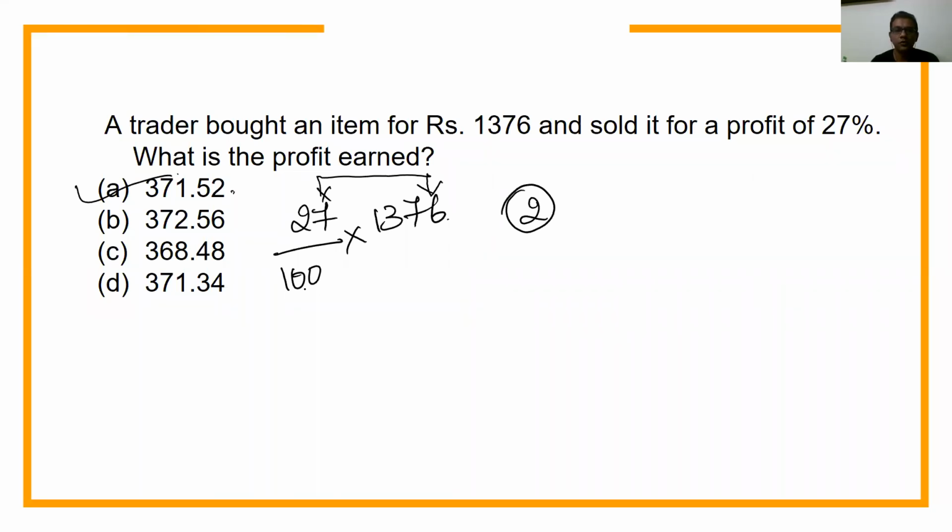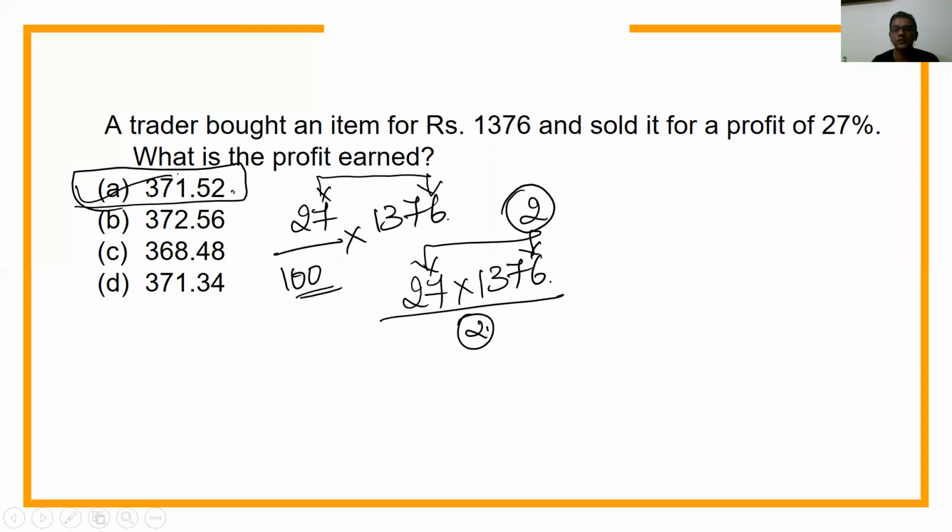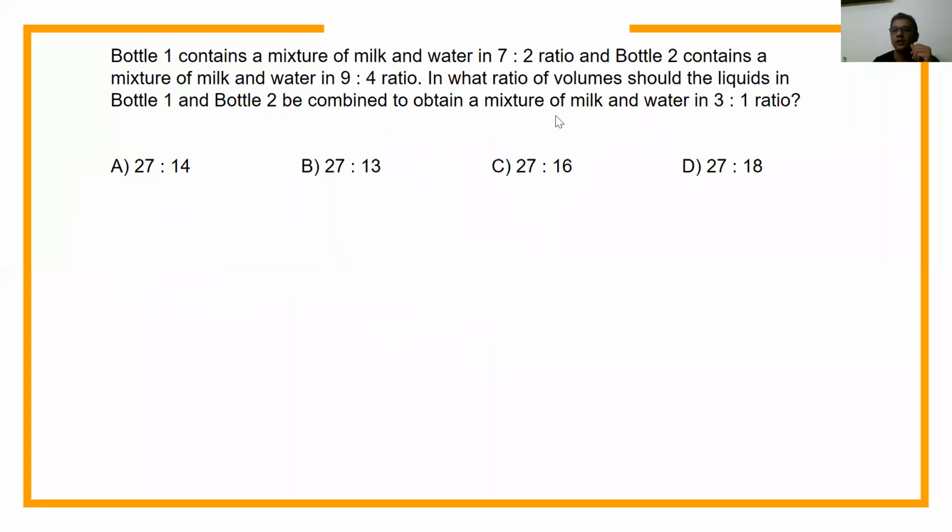Because decimal comes only once I divide by 100. But if I'm not dividing by 100, then 27 into 1376 should give me the unit digit of 2, because 7 6 are 42. So this is the only option which has 2 as a unit digit. So there are a lot of questions that you will come across where you do not have to use the concept. You can use only the basics and still get an answer. Okay. For example, look at this question now.